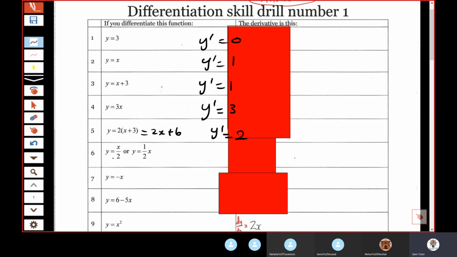This one, a lot of students have problems with it because they're thinking, oh, x on 2, I don't know what to do there, I don't get it. But don't forget, x on 2 is the same as just half of x. So really, the answer is just going to be half. It's pretty much with x, whatever's in front of it. That's how you think of it. It's what's in front of the x. Y dash for negative x should become negative 1. Y dash for negative 5x obviously becomes negative 5.